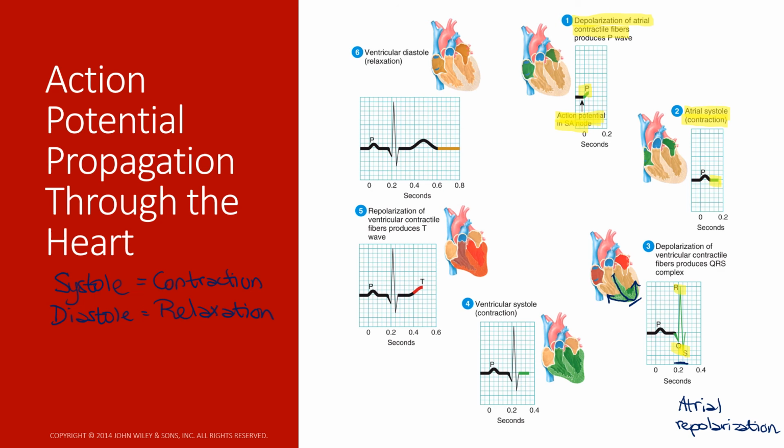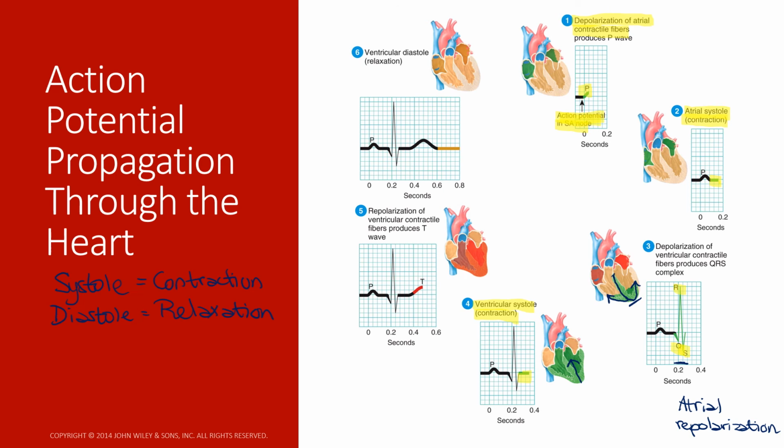Next, we have contraction of these ventricular contractile fibers, or ventricular systole, and this begins really shortly after that QRS complex is on the EKG, and it continues during the ST segment. So this is when ventricular systole is occurring. Now, contraction is going to proceed from the apex toward the base of the heart, and so this is how blood is kind of squeezed upward toward the semilunar valves.